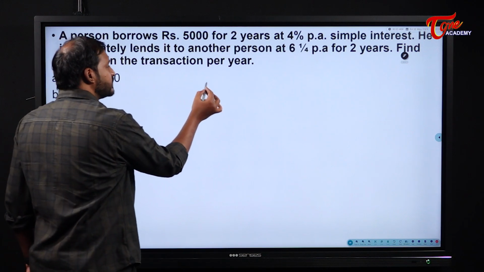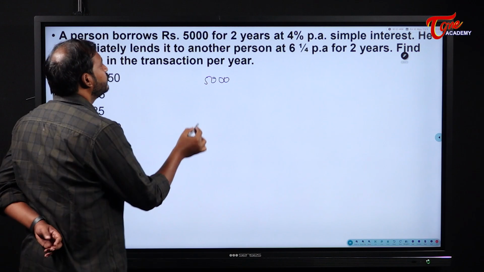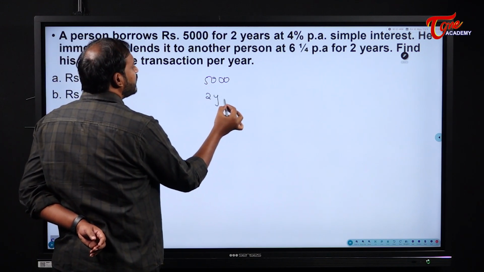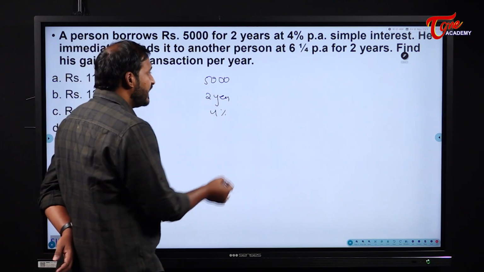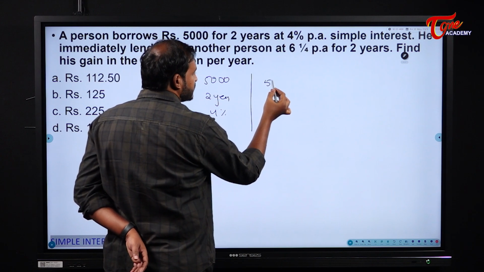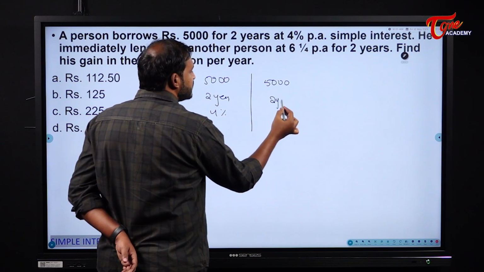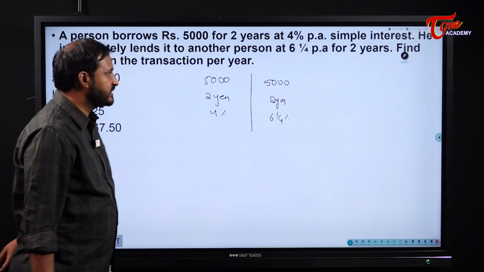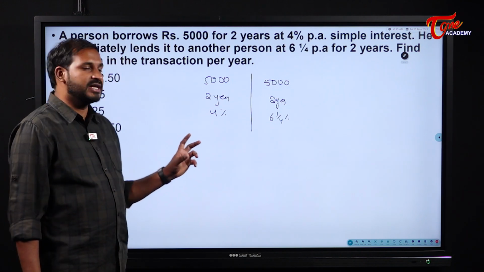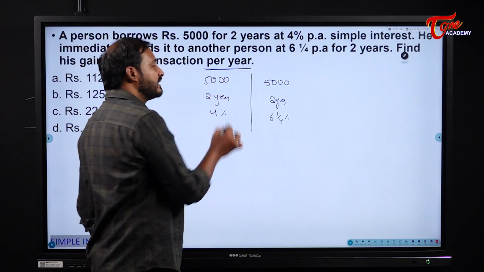He borrowed 5,000. First of all, try to understand the concept. For 2 years, at what rate of interest, students? 4%. Next, he lent this 5,000 to another person for the same 2 years at 6 1/4% rate of interest. Find his gain in the transaction per year. Please be careful. They are asking per year.